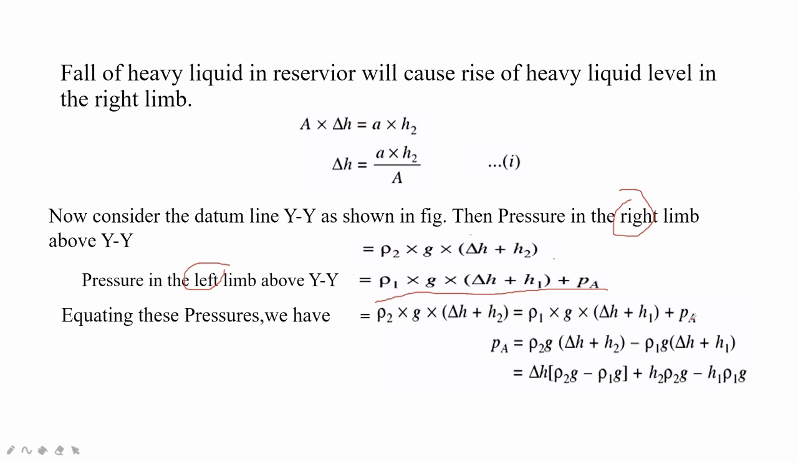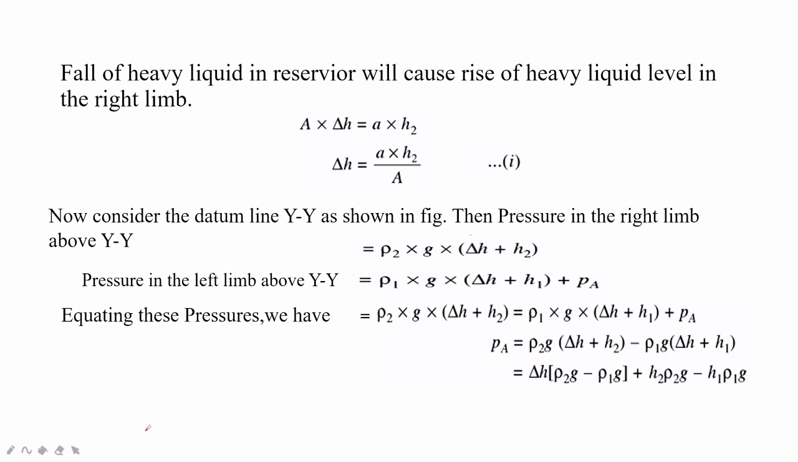We want this PA, so keep PA here and transfer all of this to that side. So rho 2 G delta H plus H2 minus rho 1 G delta H plus H1. Delta H becomes common after simplifying, simple mathematics. So delta H is equal to rho 2 G minus rho 1 G plus H2 rho 2 G minus H1 rho 1 G. Okay, so this is the formula for the vertical single column manometer.